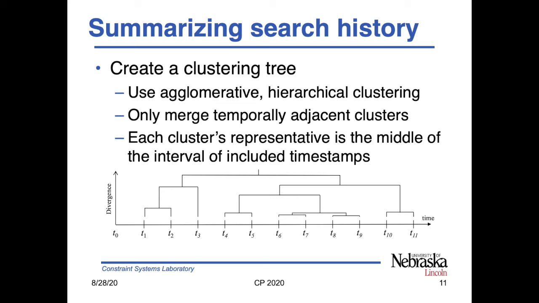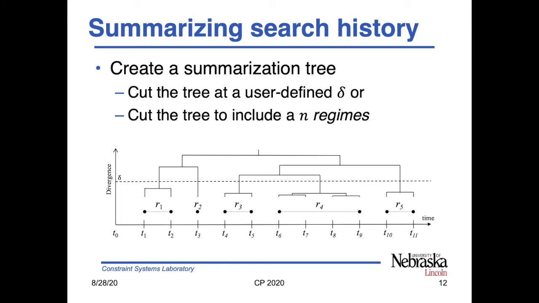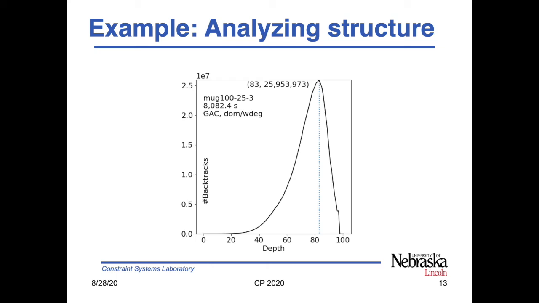For clusters containing more than one time sample, we use the middle timestamp as the representative. Then we create a summarization tree by cutting the tree at a user-defined divergence delta, or to create N regimes. In our paper, we explore the use of our summarization techniques on the MUG 125.3 instance.